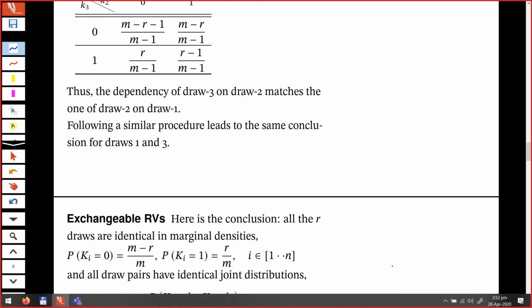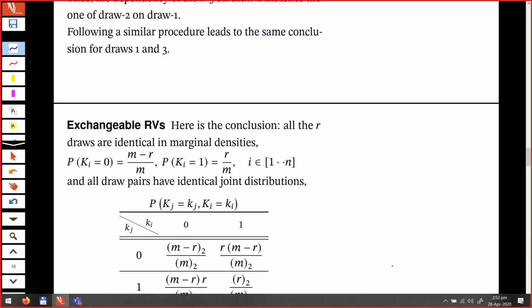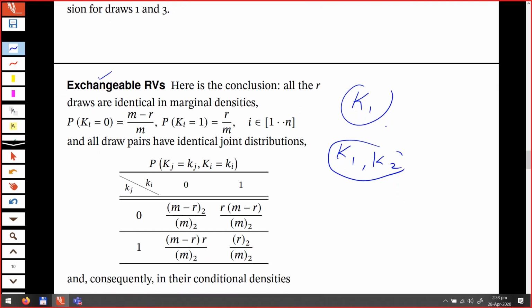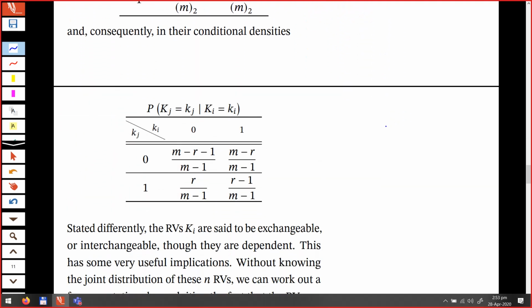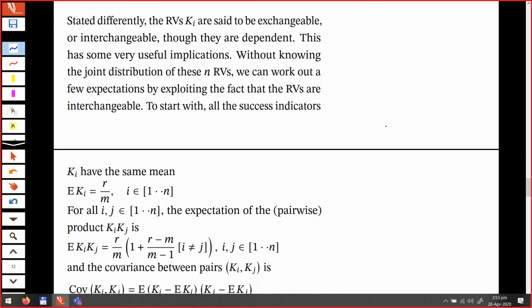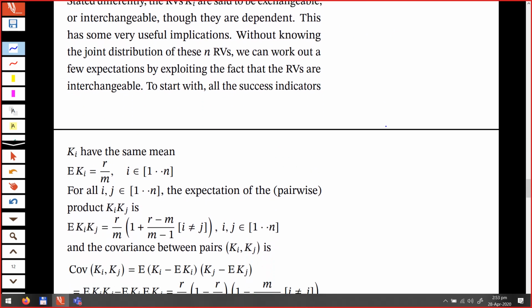ठीक है. So now that is what we mean by exchangeable RVs. That if you look at a variable one at a time, they all behave like K1. And if you look at any pair of variables, all pairs behave like K1 and K2. Just remember this. Now, how will this help me? This will help me in ways you can't imagine. Remember, I don't have distribution. What I have is only conditional probabilities.